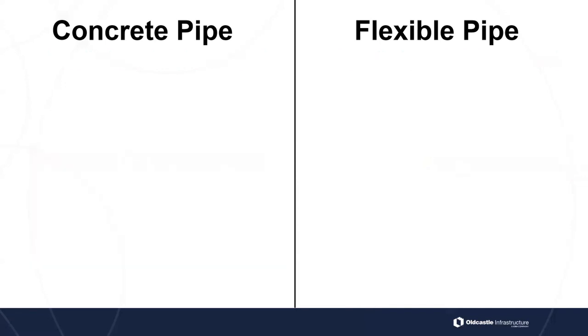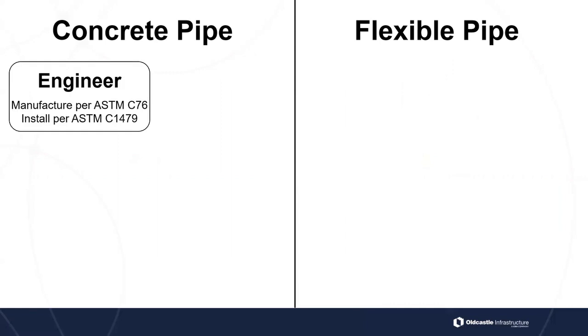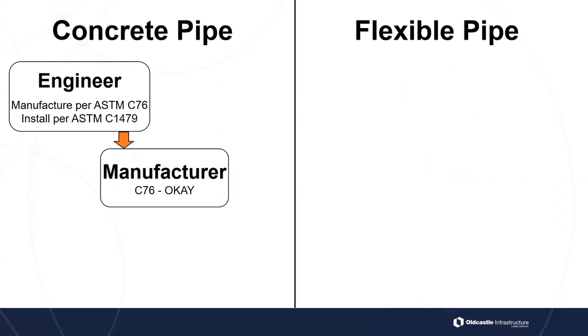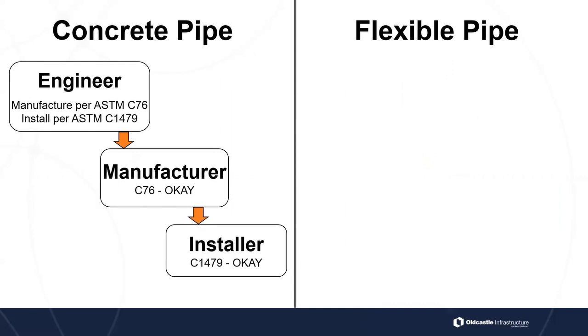All right, so for concrete pipe, as we mentioned before, in the specifications that we're looking at, the engineer is on the plans going to say, manufacture this pipe per ASTM C76 and install the pipe per ASTM C1479. Manufacturer says, okay, C76, that's how we build our pipe. We're good to go. We'll build it. Installer says, great, ASTM C1479, that's how we're going to install it. We'll install it that way. Perfect. And we're done, right?